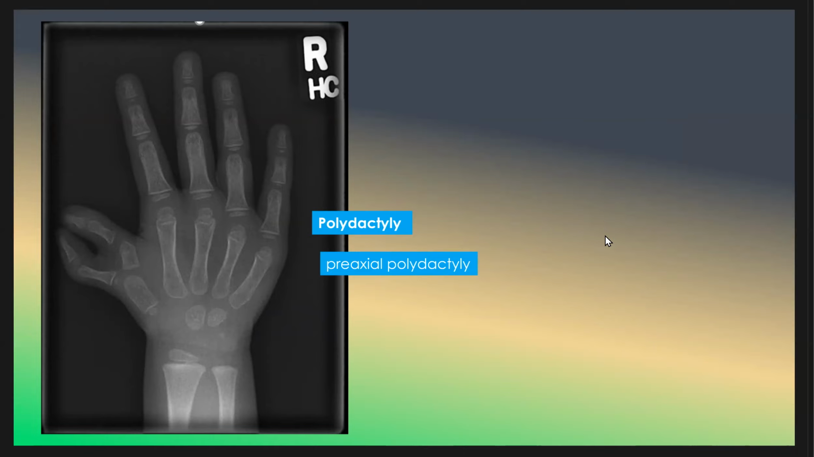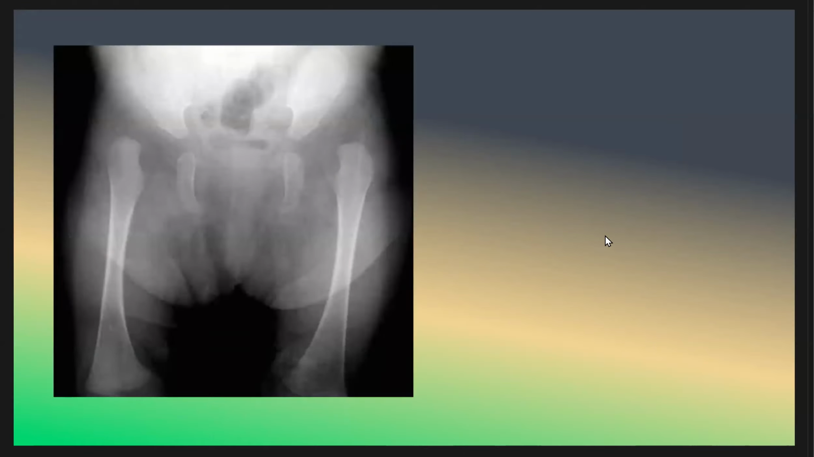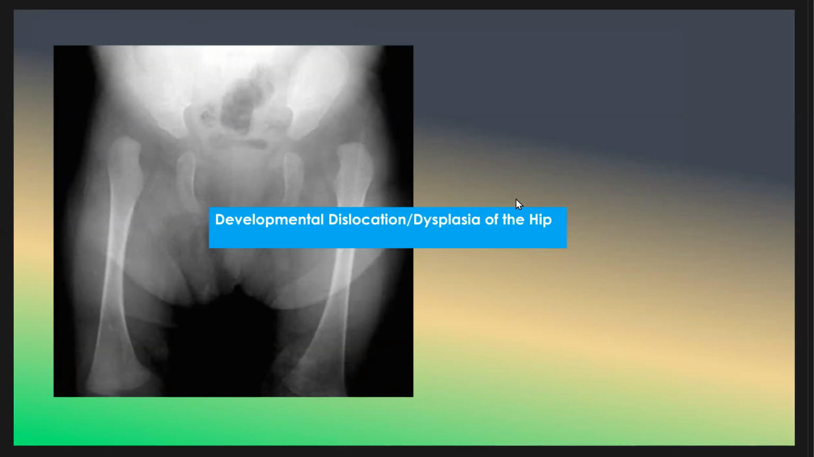Okay, we move to the next case. The next case is simple, and we should do screening with ultrasound for the patient. As we see here, there is bilateral developmental dislocation or dysplasia of both hips. Here we see bilateral displacement of both femurs. Developmental dislocation or dysplasia of the hip.